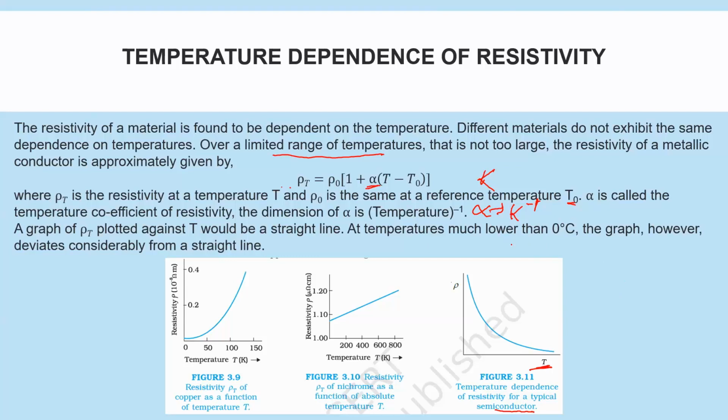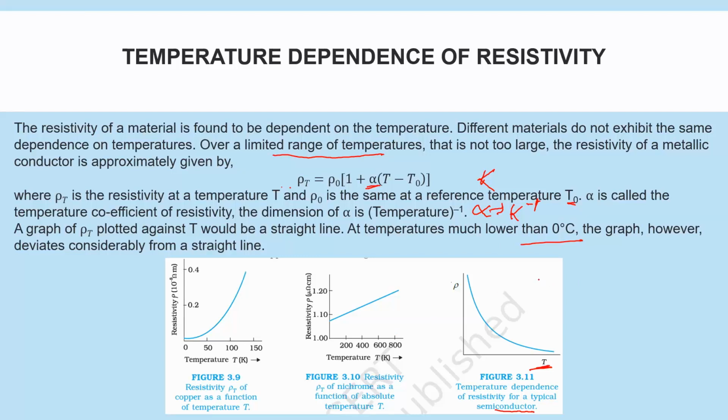Also, at temperatures much lower than 0 degrees Celsius, the graph is going to deviate from the straight line. That is another exception: if your temperature is much lower, the straight-line relationship between the temperature and the resistivity is going to be lost.